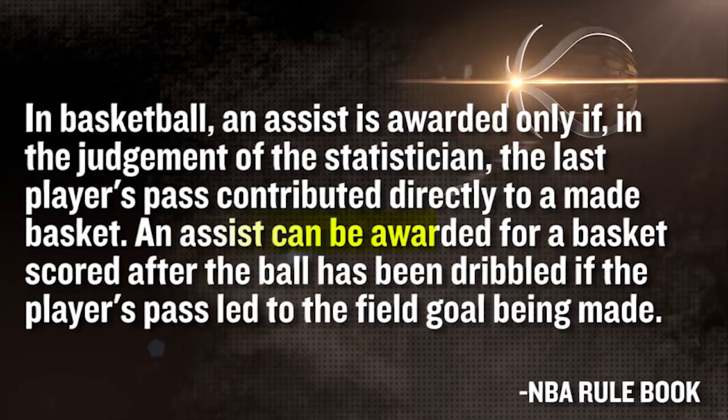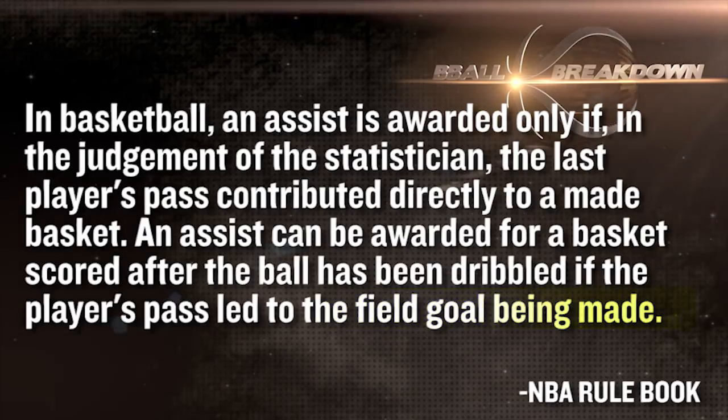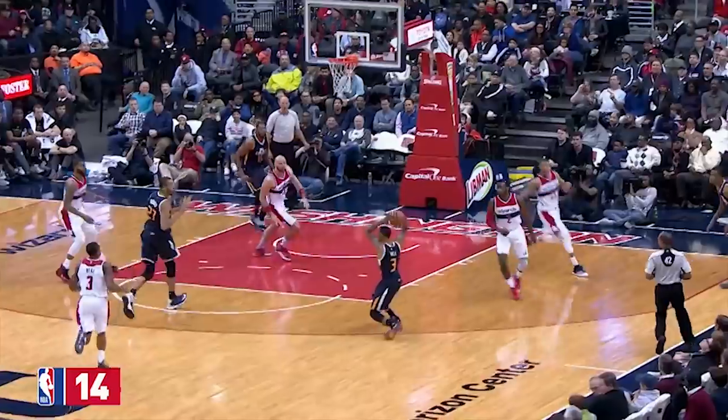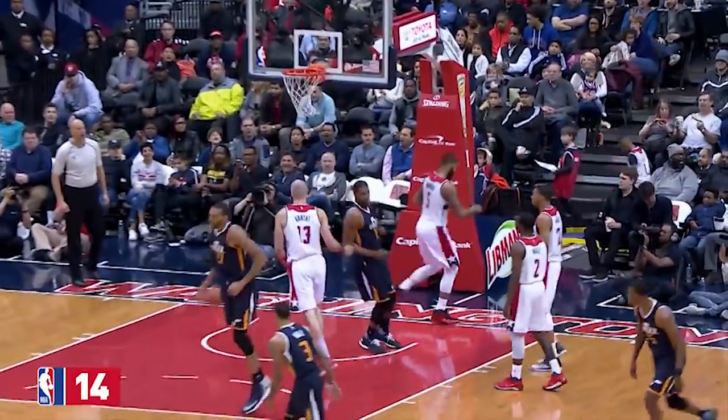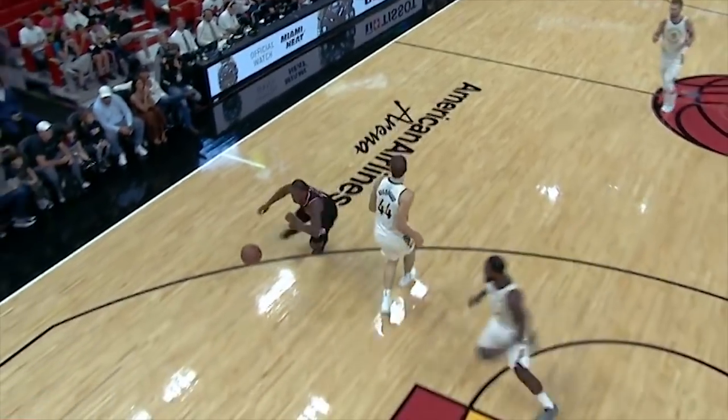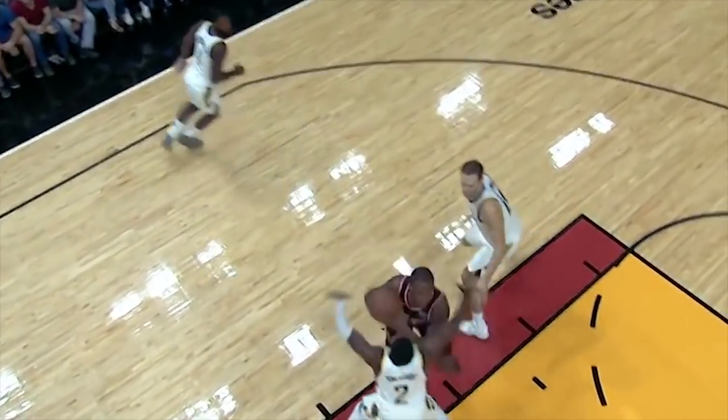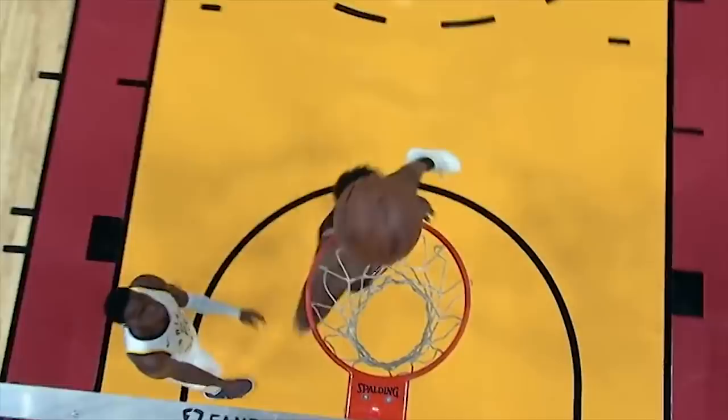An assist can be awarded for a basket scored after the ball has been dribbled if the player's pass led to the field goal being made. I don't think there is a more vague definition of a stat, allowing so much interpretation as to have wild fluctuations on assist rates at home versus on the road. First, let's look at how many different types of assists there are.